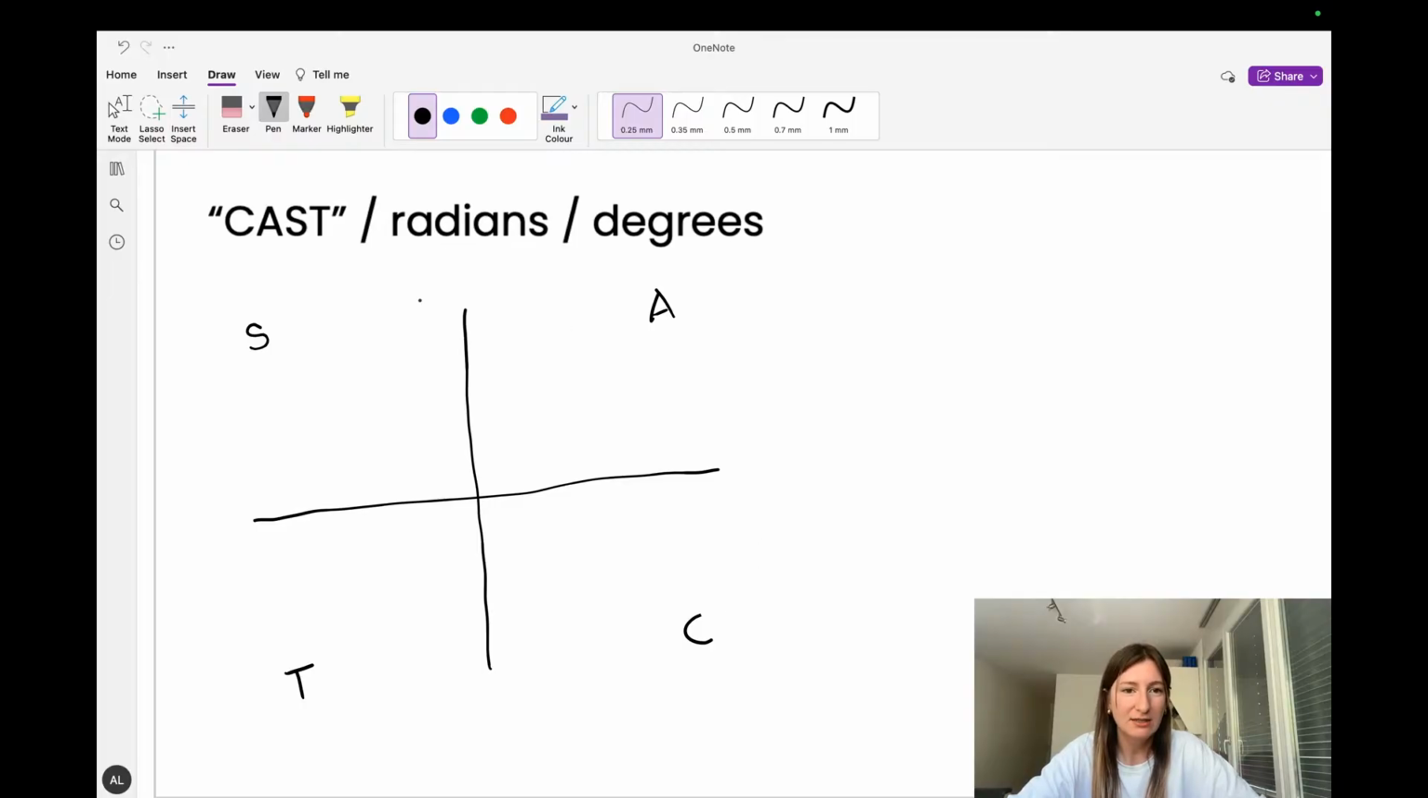All right, so we have CAST. This is going to tell us where our angles are positive or negative and which ones to use. So our method begins with this. So CAST means that A stands for, oh, no, didn't want that one.